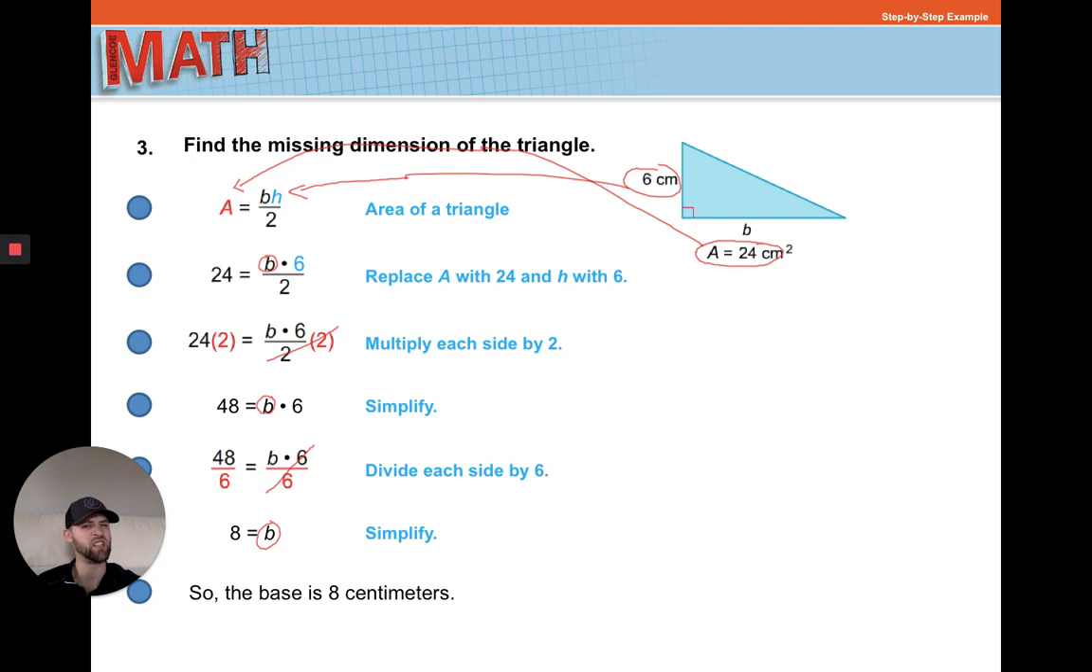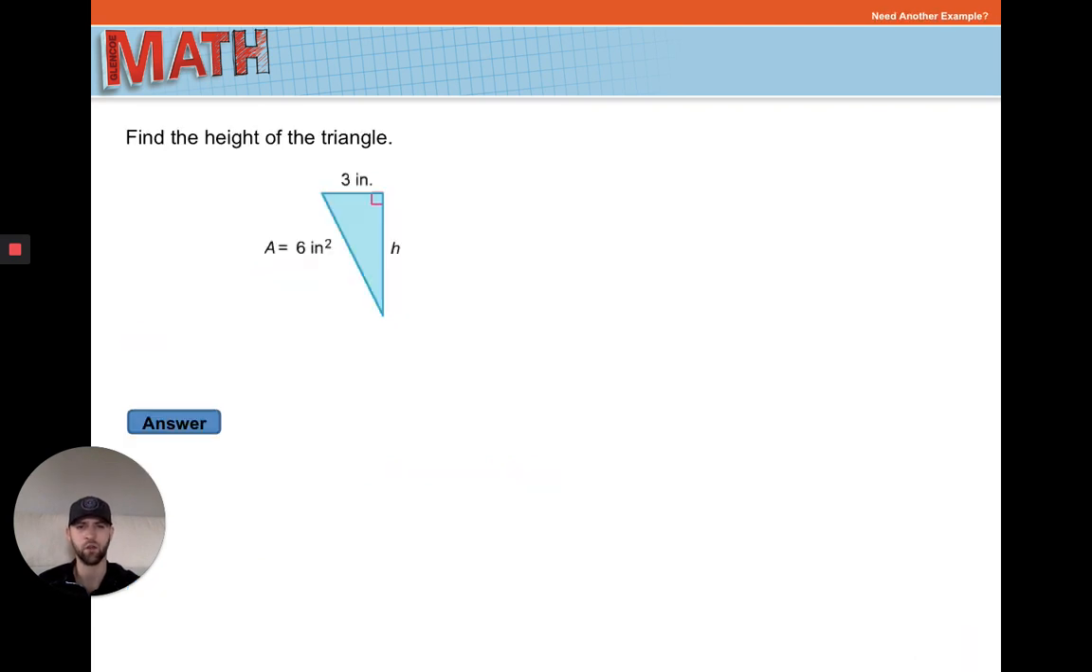Kind of a lot to take in just verbally, so let's work through one so I can actually show you what I'm talking about here. It says find the height. My missing dimension is my height. I need to figure that out.